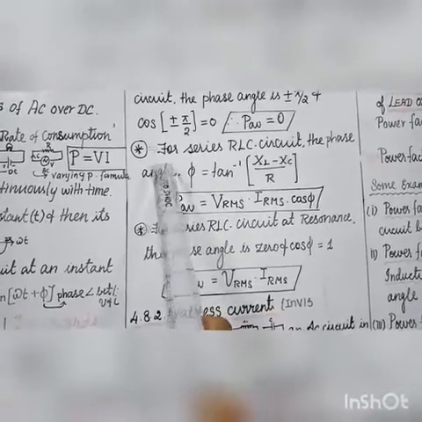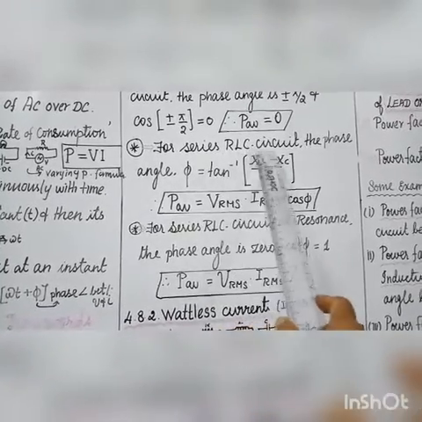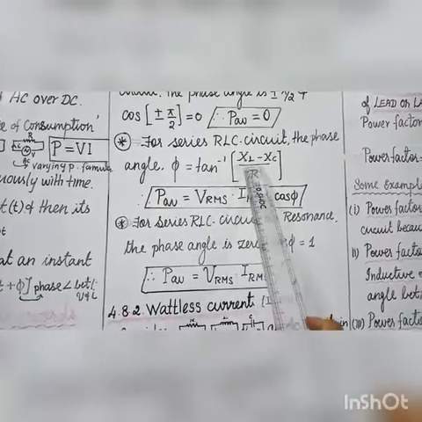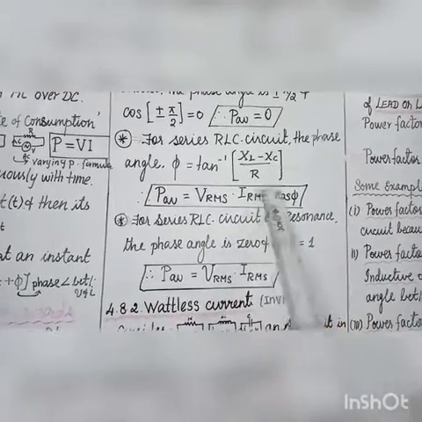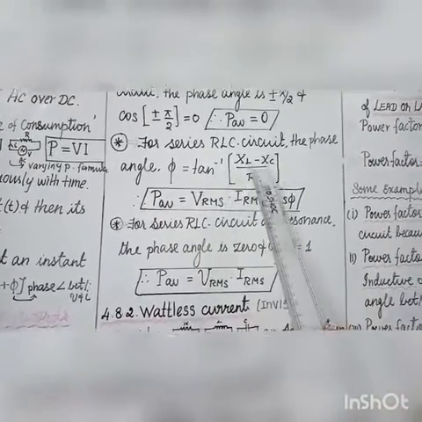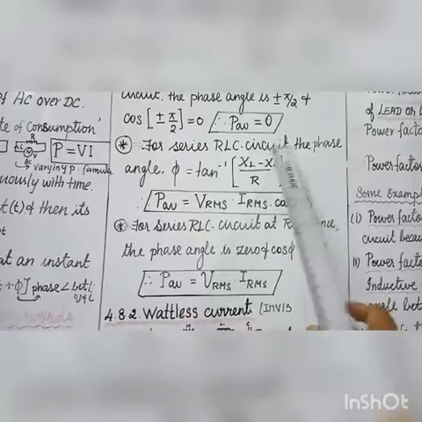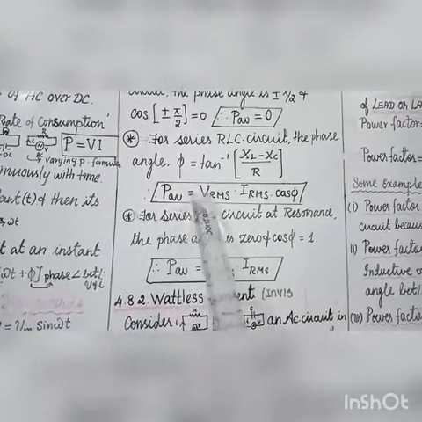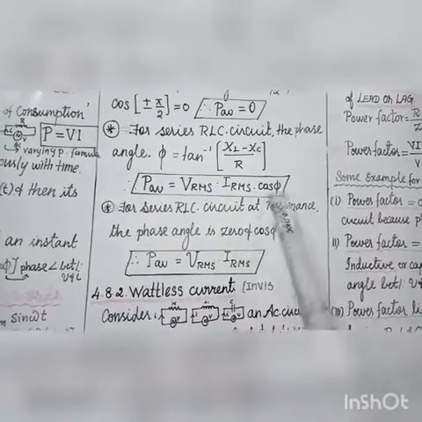The third special case is for a series RLC circuit. The phase angle phi is equal to tan inverse of XL minus XC divided by R. This is the difference of inductive reactance XL and capacitive reactance XC, divided by resistance. The average power is equal to Vrms Irms cos phi.